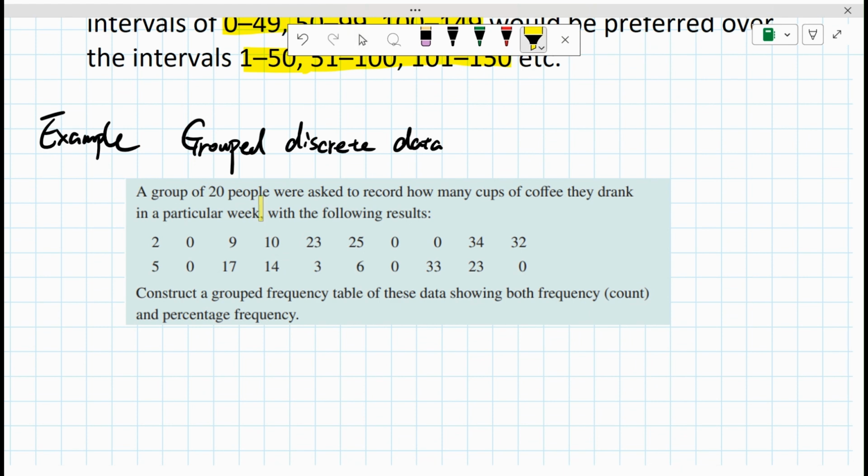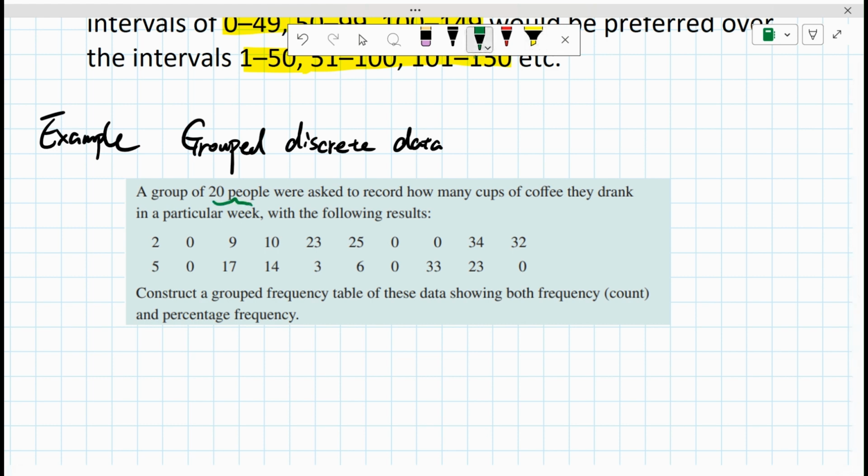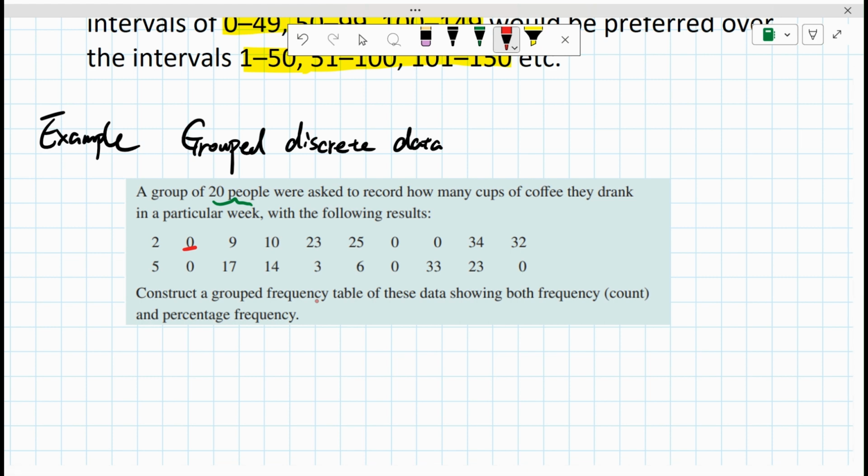Let's have a look at a good example, which is discrete data with grouping. 20 people were asked to record how many cups of coffee they drink per week. We can group, beginning with the lowest number, 0, and the highest number is 34. Perfect. Once you find the lowest and the highest number, you can know the groups in between.